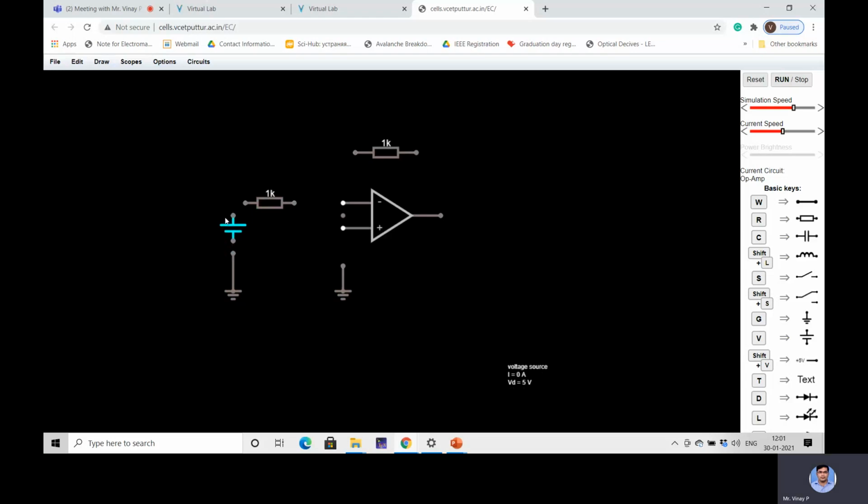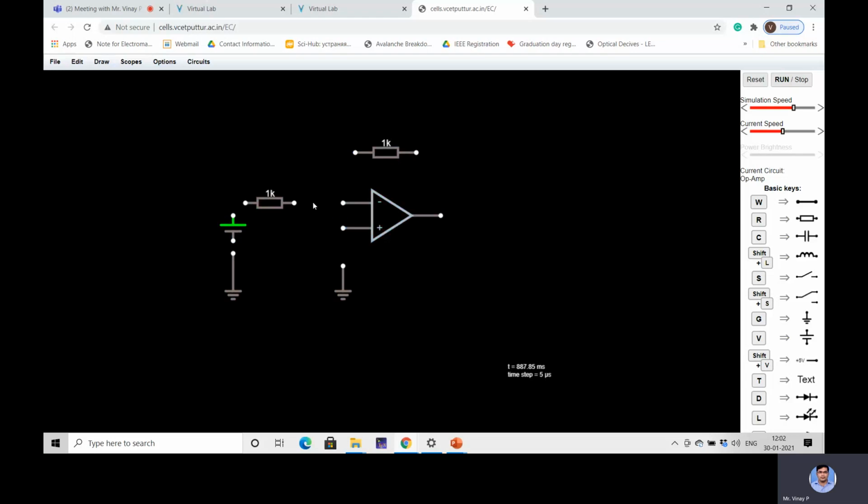You can place components anywhere in this page. You can also rotate the components: just hold on this, and you can rotate and place the components wherever you want. So these are the components required to implement my circuit, that is, op-amp as an inverting amplifier.